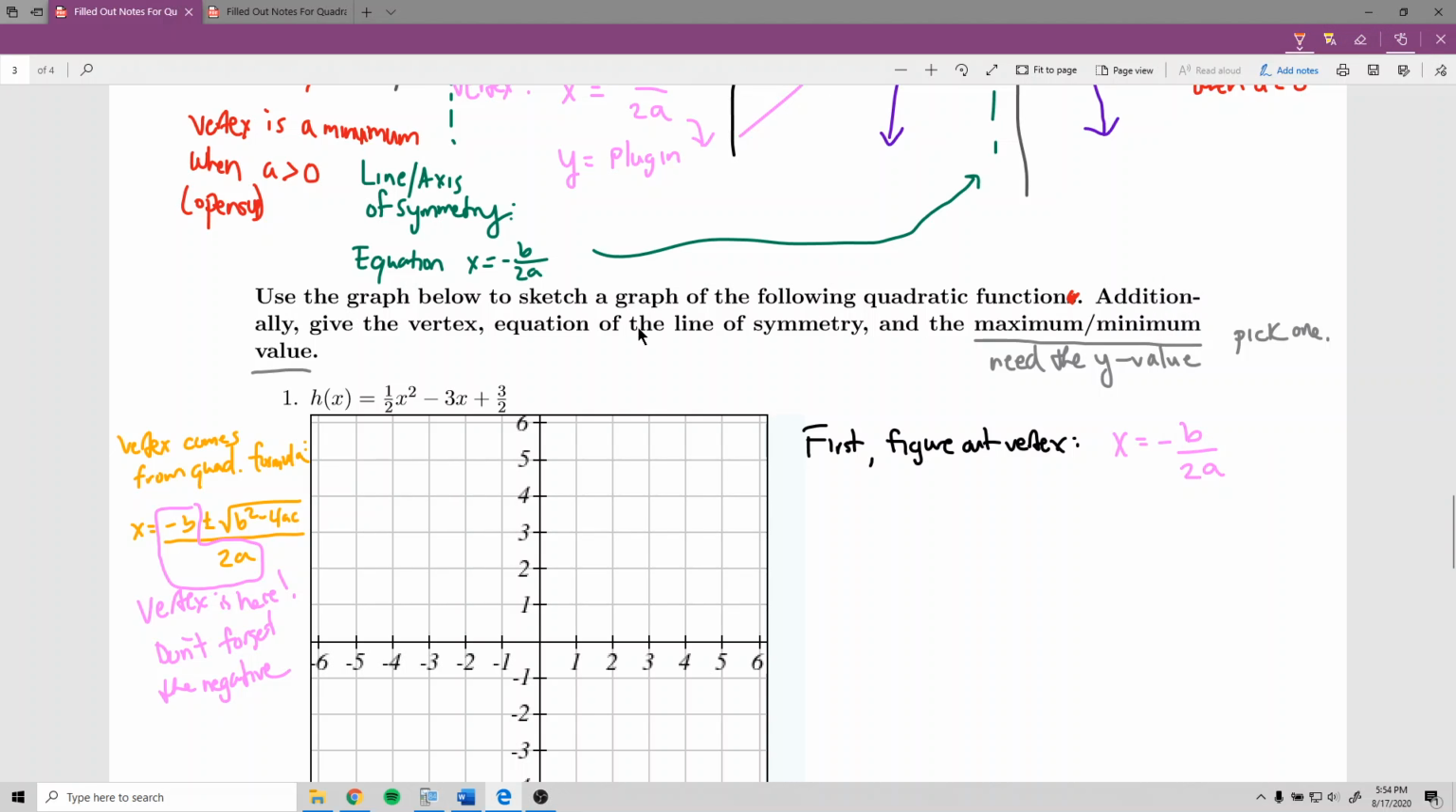All right, so for our problem here, negative b over 2a, what is a? A is the number multiplying x squared, which is 1/2, and b is the number multiplying x, which is negative 3. Now we don't need c here, but let's go ahead and write it out. C is the number by itself, 3/2. Right, but we want to plug in our b and our a. So we got negative, b is negative 3 over 2 times a, which is 1/2.